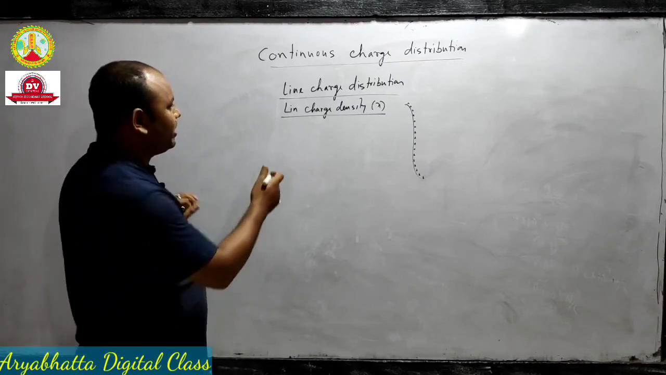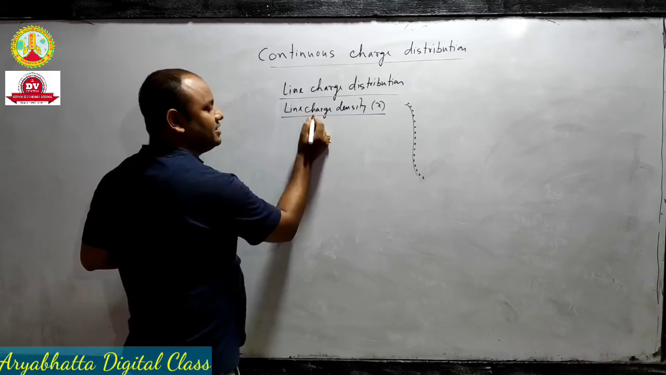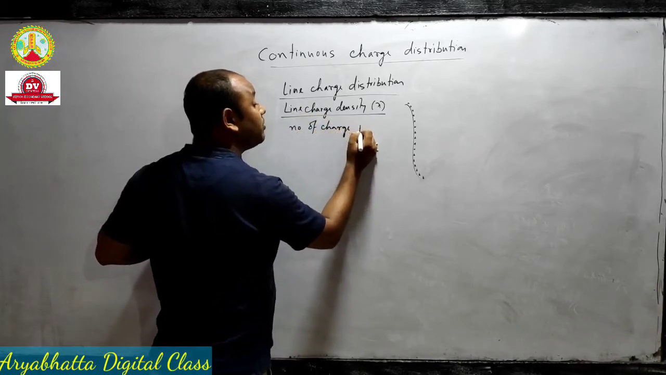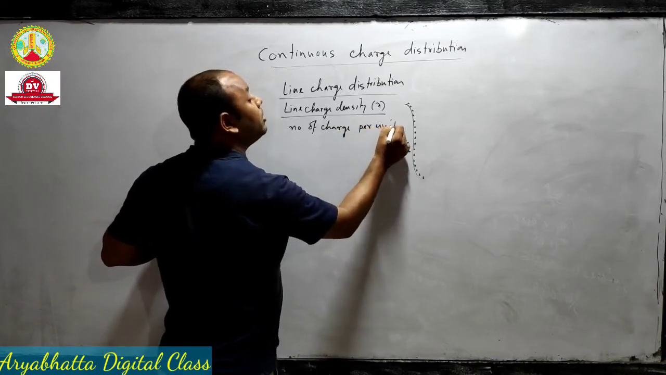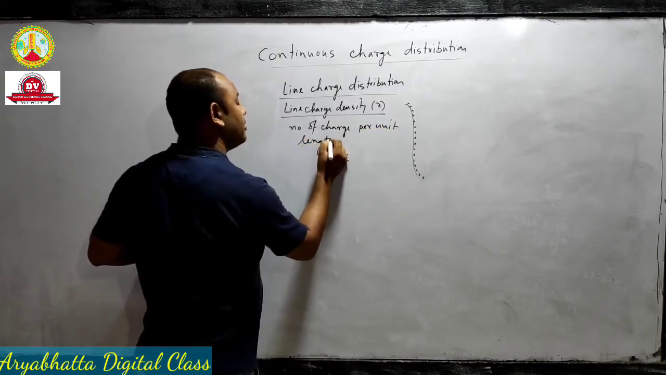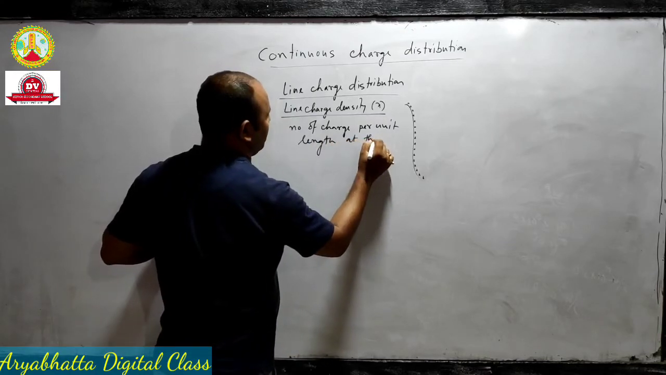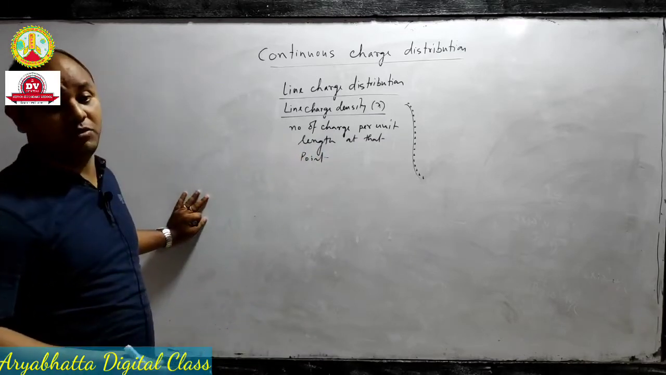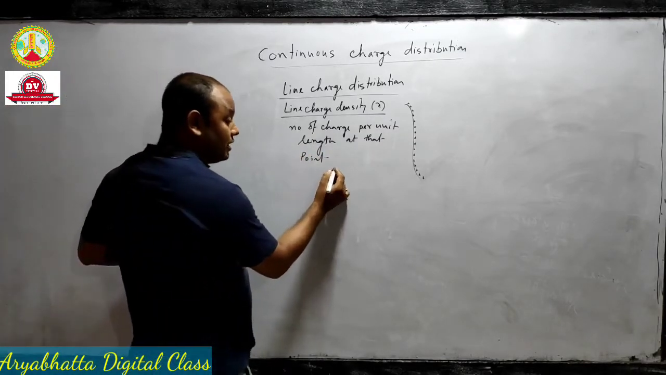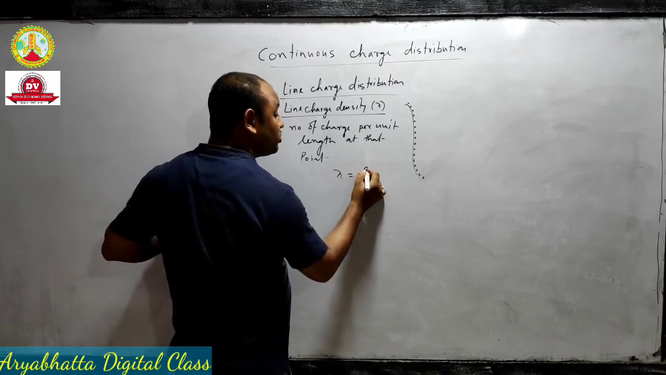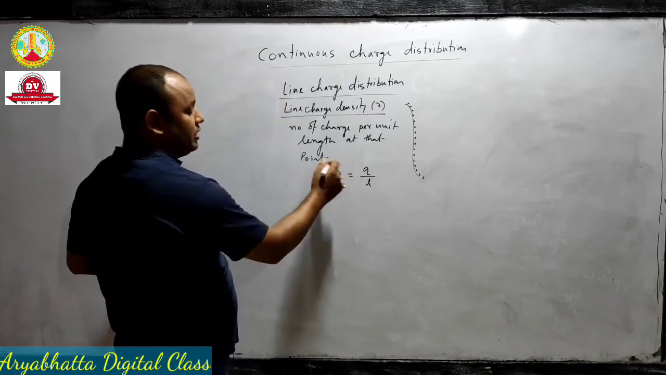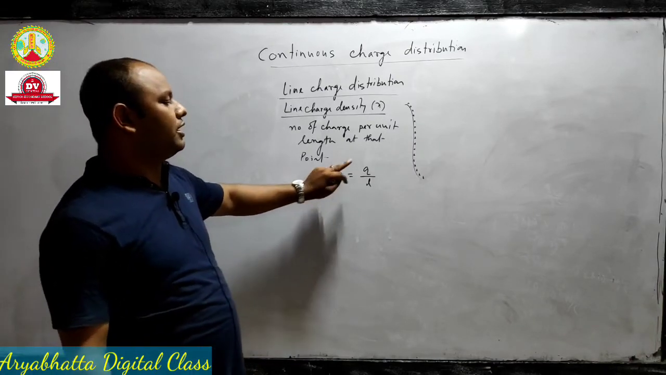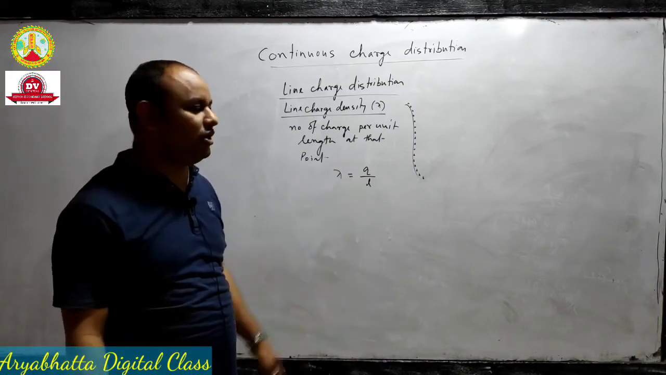So what is this lambda? Line charge density is the number of charge per unit length at that point. It is denoted by lambda. Lambda is equal to Q by L. Lambda is the line charge density, which is the number of charge contained per unit length.